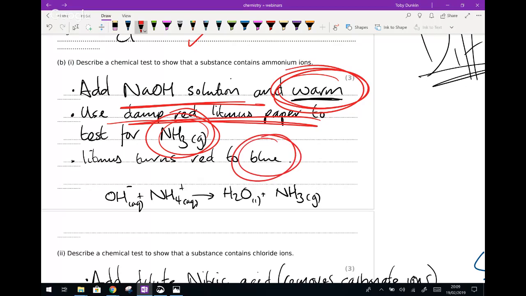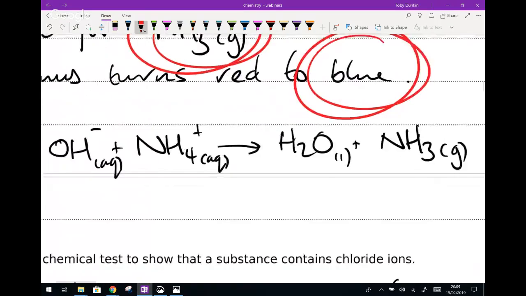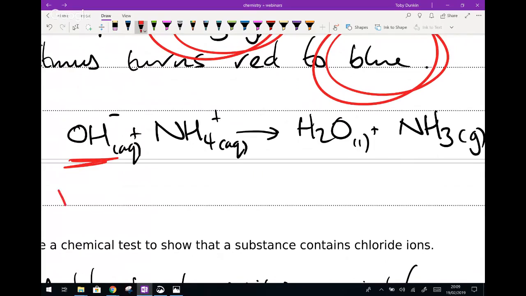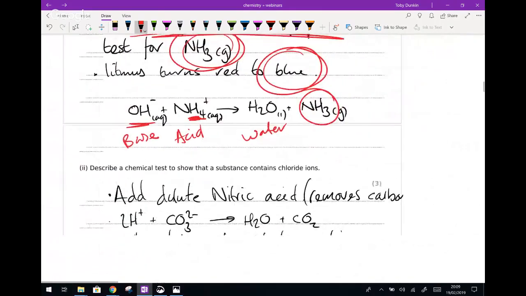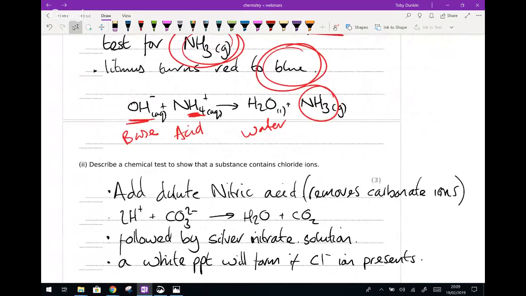Now, I've written the equation for this. The sodium hydroxide that you added removes a proton. It acts as a base, which of course it would do as an alkali, and it removes the extra H on the ammonium. So this is acting as an acid. And then I form water, and we get back ammonia gas, which we test for with damp red litmus paper, and it turns blue.